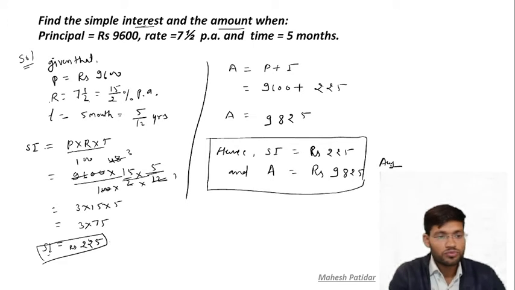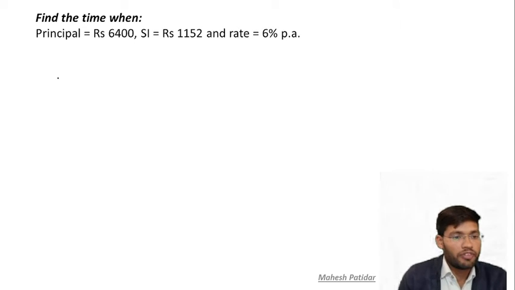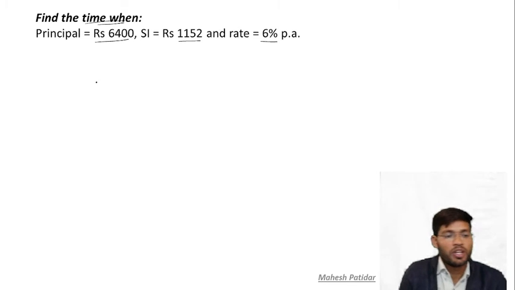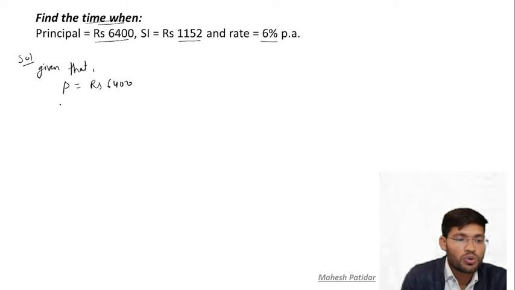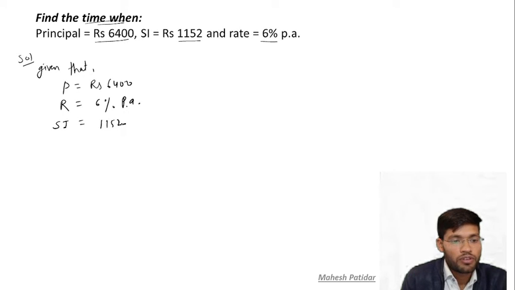Answer. Now next question, find the time when principal is this, simple interest is this and rate is this. So we have to calculate the time. Now solution: given that principal P is equal to rupees 6400 and rate is equal to 6% per annum and simple interest is equal to 1152 rupees.